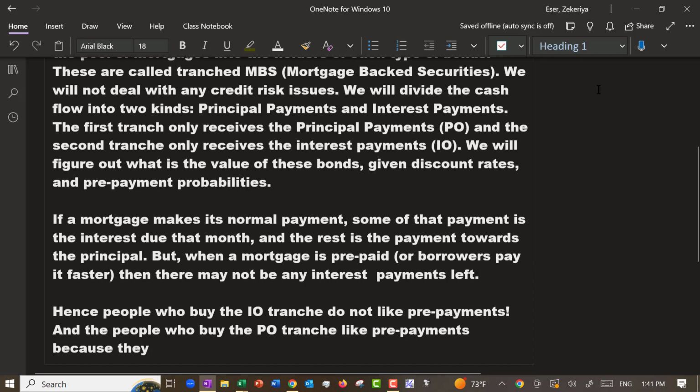Because they get their money very fast. On purpose, I assume that there is no credit risk issue. Obviously, if this is a pool of subprime mortgages, then there are default issues as well, but that's a separate thing. Today, we're just talking about it is guaranteed that these loans are going to be paid. There's not going to be any foreclosures. But the only thing we don't know is when these loans are going to be paid or prepaid.